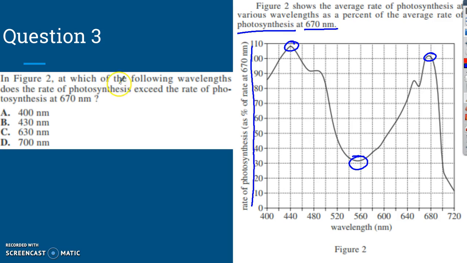Now let's read the question. In figure 2, at which of the following wavelengths does the rate of photosynthesis exceed the rate of photosynthesis at 670 nanometers? So we're looking for where does it exceed? And so at a percentage, if 100% is right here, the only places it exceeds are going to be above this line. So we've got a point right there, which is around 680.